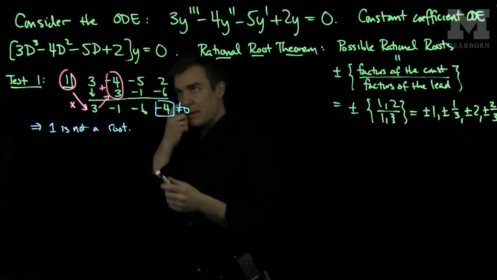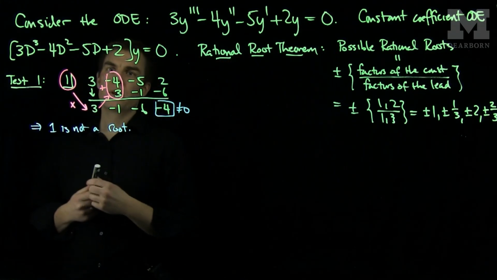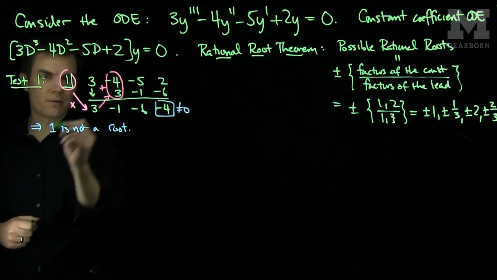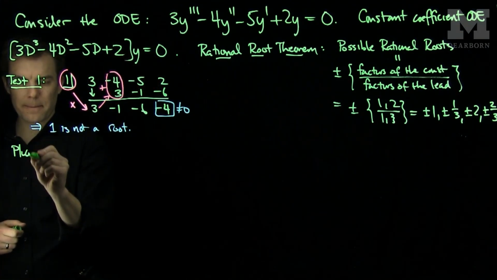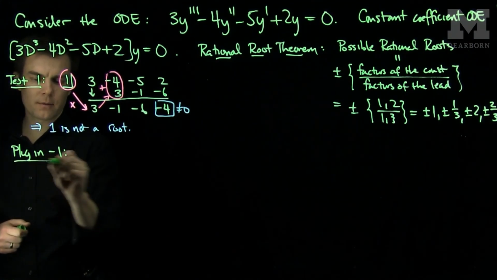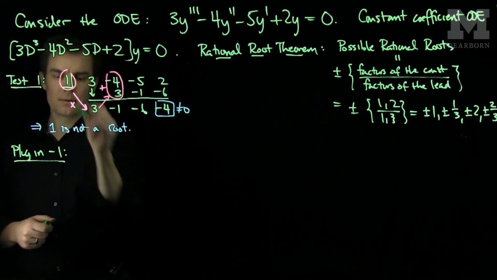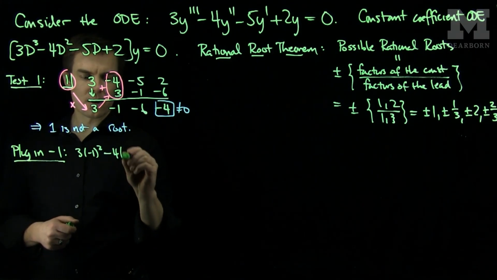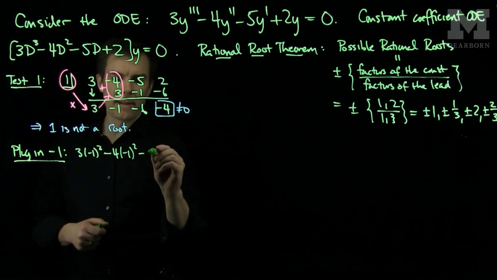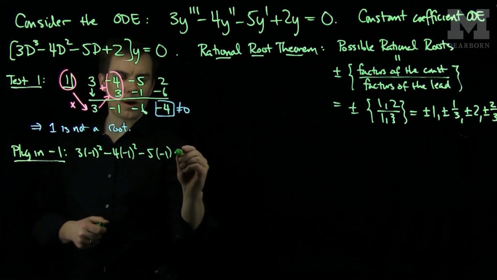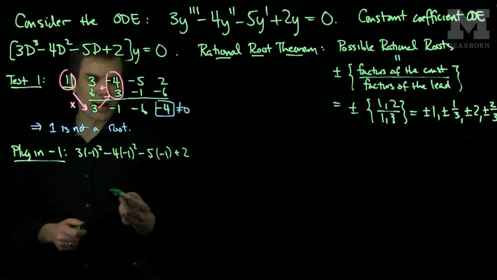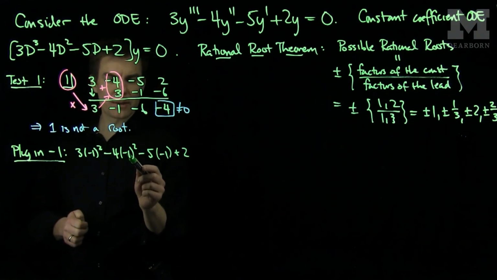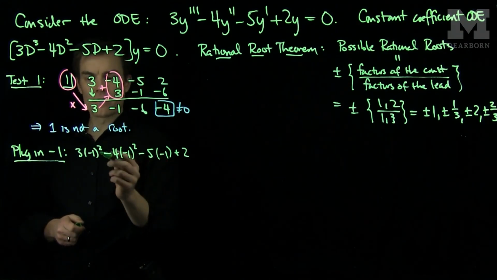Now we can plug in different values to see what will and won't work. For example, if I plug in -1, we can simply plug in the values instead of using synthetic division. I'll have 3 times (-1) cubed minus 4 times (-1) squared minus 5 times -1 plus 2. So we'll do a quick accounting of this. This will be a -3, this will be a -4, this will be a 5... so it looks like we will have a root over here.